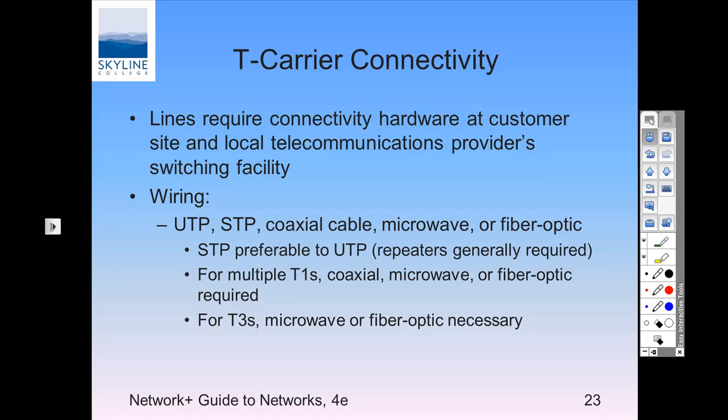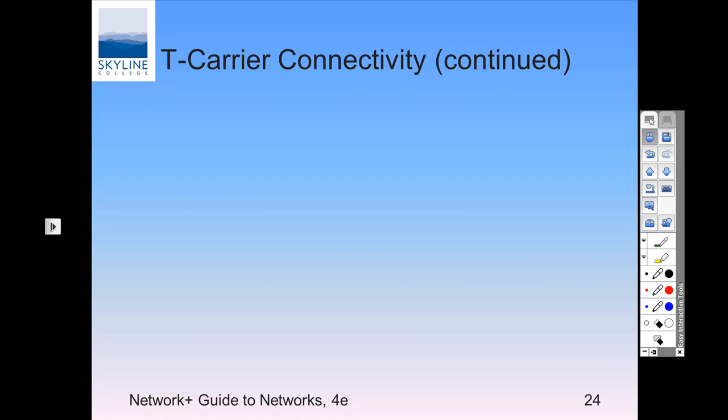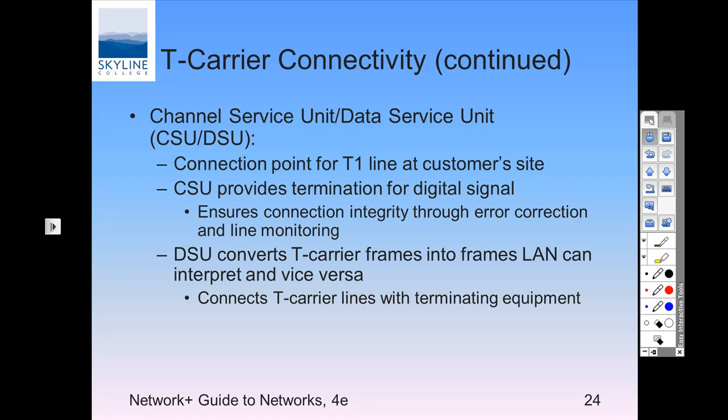Wiring: unshielded twisted pair, shielded, coax, microwave, fibers, which is saying just a little bit of whatever is available you can use with these things. Multiple T1s, T3s, and microwave fiber optic is necessary just because of the speeds.